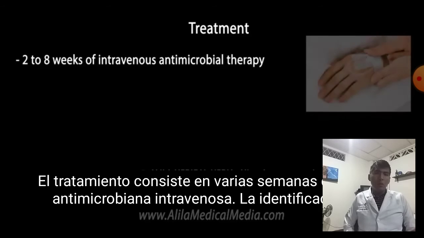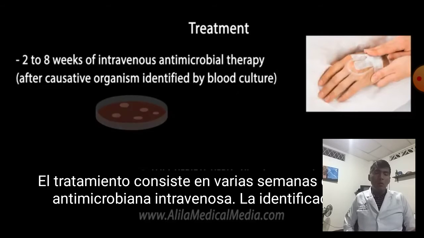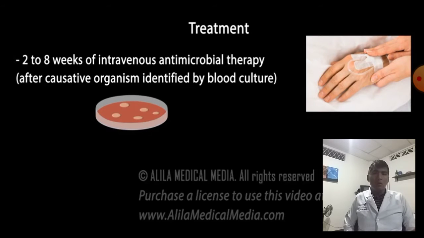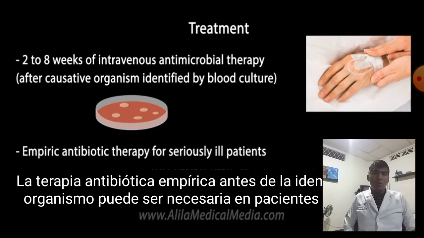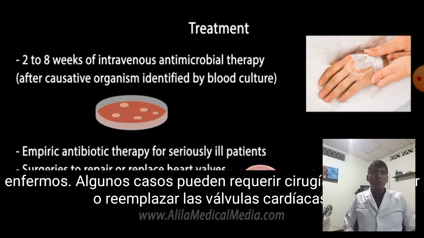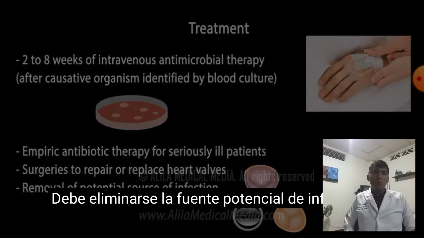Treatment consists of several weeks of intravenous antimicrobial therapy. Identification of the causative organism by blood culture is vital to determine appropriate antibiotic regimens. Empiric antibiotic therapy before organism identification may be necessary in seriously ill patients. Some cases may require surgeries to repair or replace heart valves. Potential source of infection must be removed.